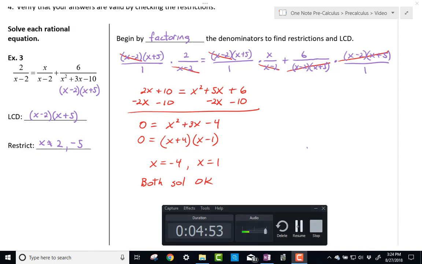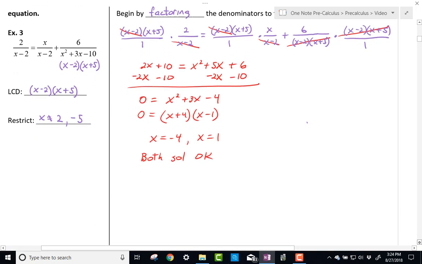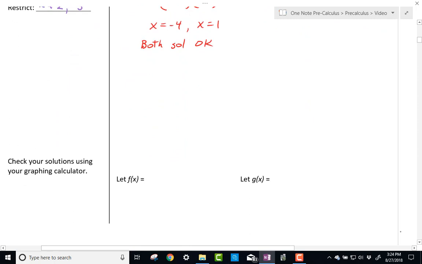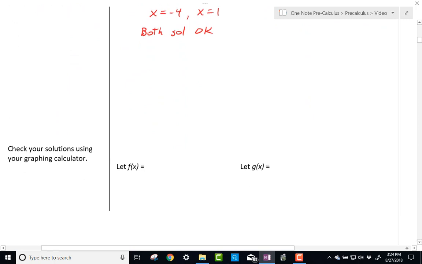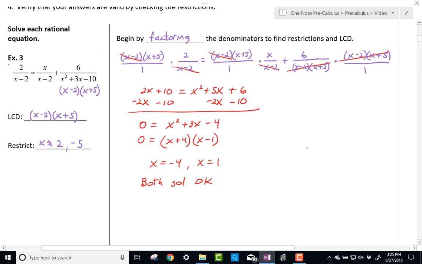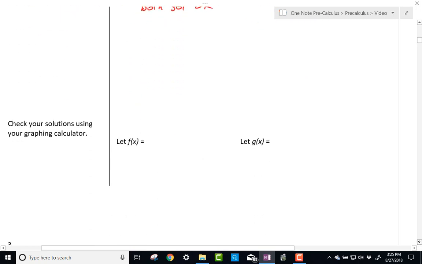water here. Alright, so it says check your solutions using your graphing calculator. Okay? So the way we do this is we're going to let the left side of my equation, okay? So just real quick here, you've got your equation. We're talking about the left side here and then the right side, okay? All the stuff on the right side. So we're going to graph each side independently.